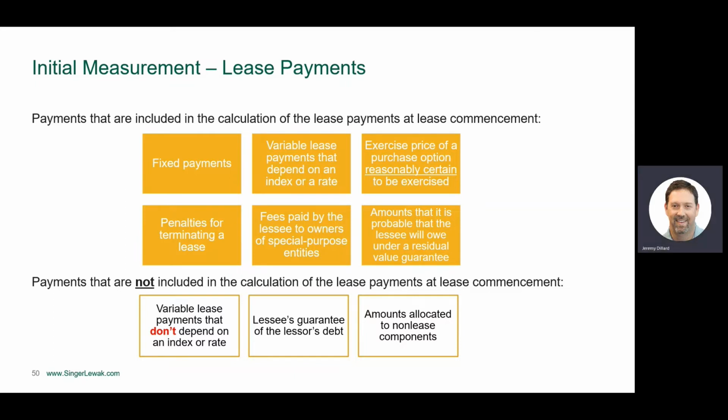As shown in the white boxes, these are the payments that should not be included in the calculation of lease payments. This includes the variable payments based on an index or rate that's not measurable at the lease commencement, such as changes in the consumer price index each year. It also excludes the guarantee of debt on the lease asset, as well as amounts allocated to non-lease components.